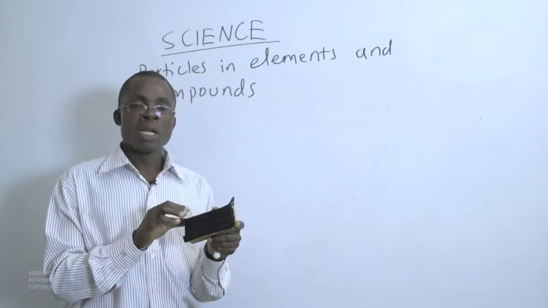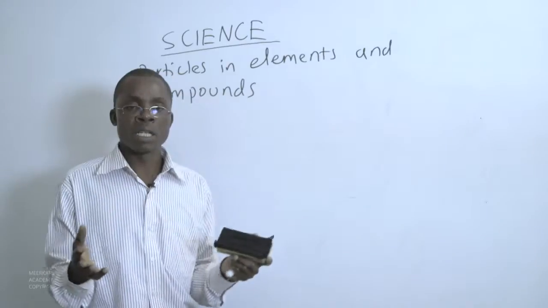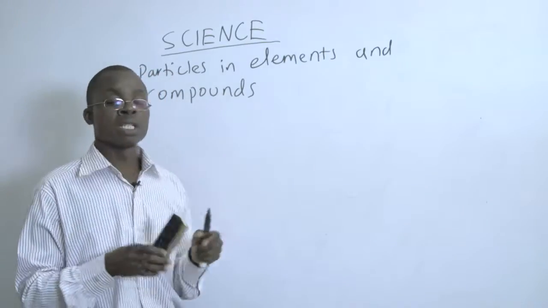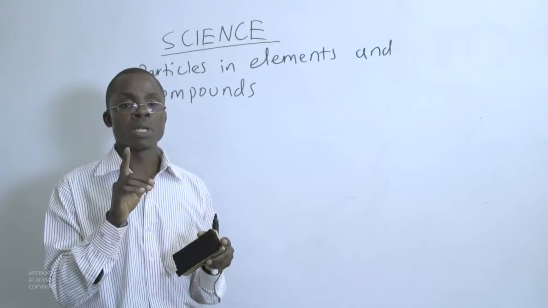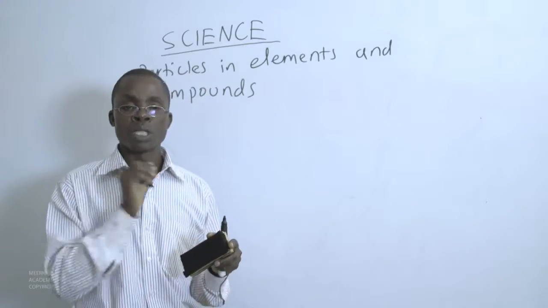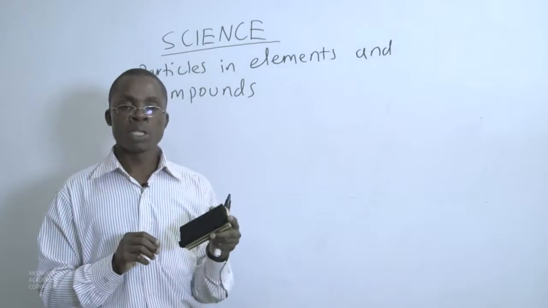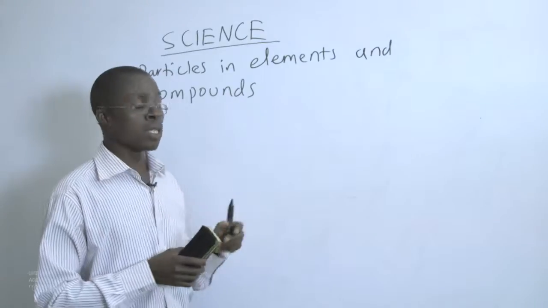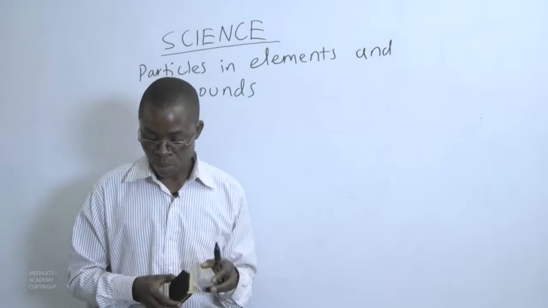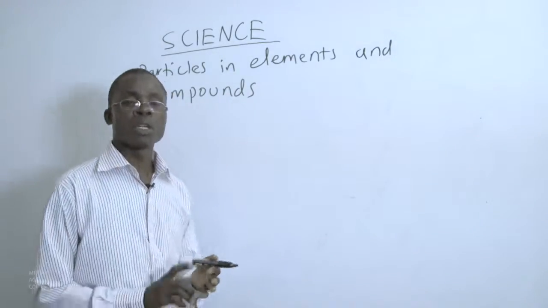For a mixture, the separation can be done physically, but for a compound, the separation can only be done one way, using chemical means. Mixture, physical means, a compound, chemical means. Then, what's a pure substance then?